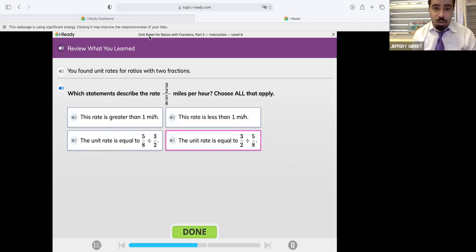So I'm going to show you a trick on how to do that. So when you have a fraction, like I told you earlier, when the top number is bigger, it's bigger than 1. So on our top fraction, 3/2, is the 3 bigger or is the 2 bigger?